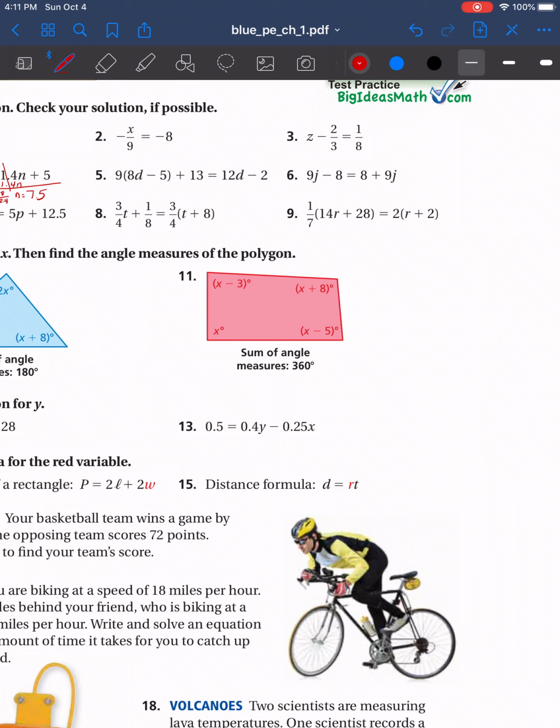Okay, so if I were to start, I'd start by distributing the 9 through. 9 times 8 is 72D, and then I've got to keep my D. 72D, and then 9 times 5 is 45. That's going to be negative because that's a minus sign right there. Okay. Oh, sorry, I forgot the plus 13.